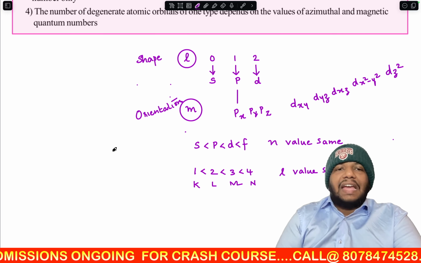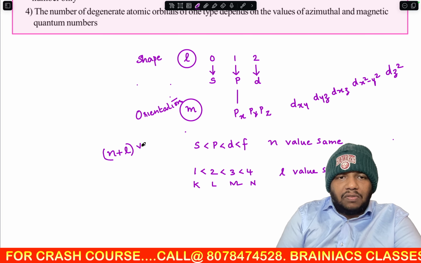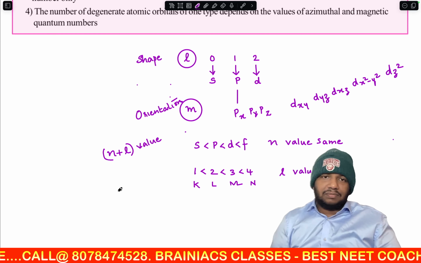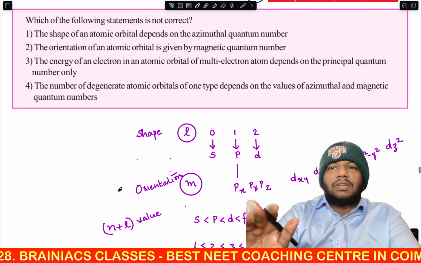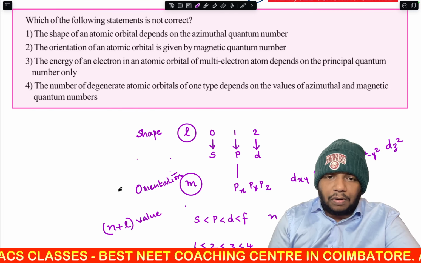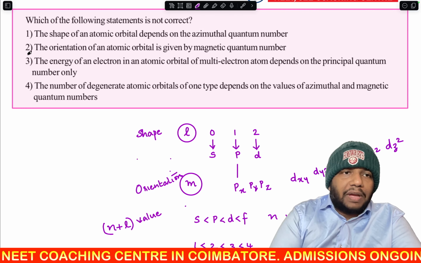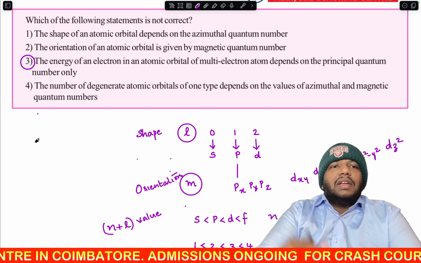So I can say the energy depends upon both n plus l value. Fundamentally, the one having the lowest n plus l value will be filled first. So that's a wrong statement. They are telling it depends only upon principal quantum number. It depends upon principal quantum number and l value. L value is azimuthal quantum number. So my answer here is 3. It's a wrong statement.